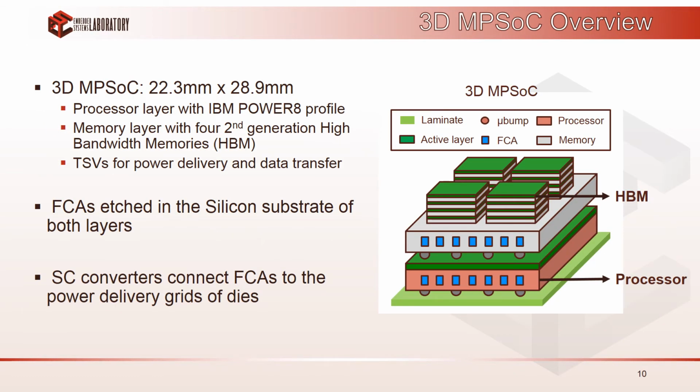To simulate the FCA and the converter performance, we use a 3D MPSoC model which comprises a processor layer which has the IBM Power 8 power profile and a memory layer containing 4 second-generation HBM memories. The power delivery and the inter-layer communication is done using TSVs. And in these 3D MPSoCs, the FCAs are etched in the silicon substrate of both layers, and the converters connect them to the power delivery grids of the dies.